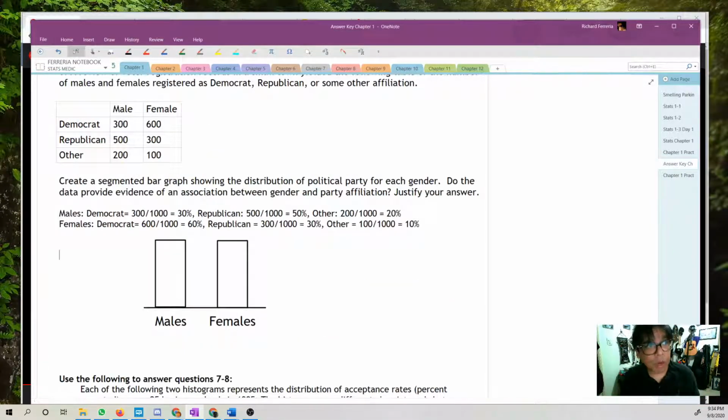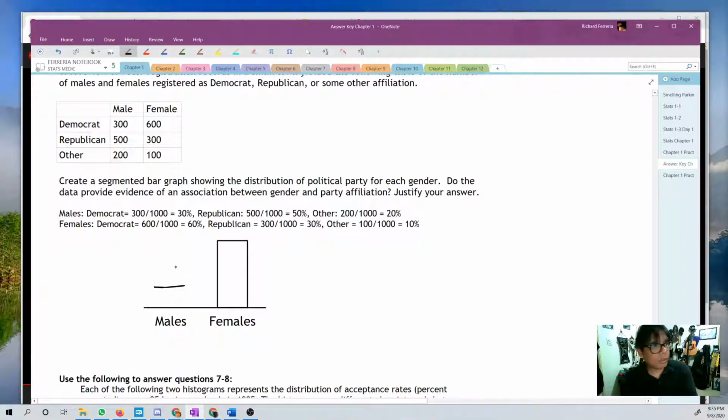Okay, we have two bars now, one bar that says males and one bar that says females. And now we're going to portion them out. 30% of that male bar should be Democrat. So we're going to eyeball where's 30% about. Let's see, if that's 50% right in the middle, then 30% should be right about here. The next thing is 50% would be Republicans, so I'm guessing that's about 50% right here. 50% would be right about there.